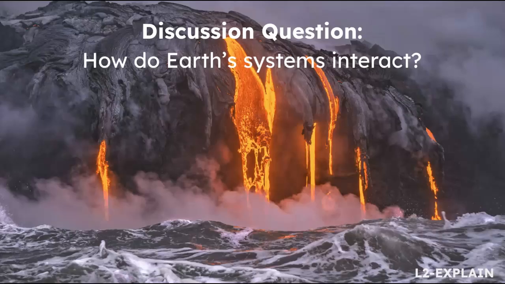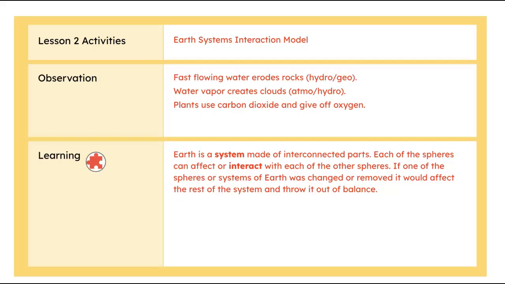For the Explain portion, you'll bring the class together and lead a discussion about students' observations from the systems model. You'll use the provided questions to guide your discussion around the question, how do Earth's systems interact? The goal of this class discussion is to identify how interactions between the systems happen and overlap. You'll use the discussion to create the Lesson 2 summary chart.